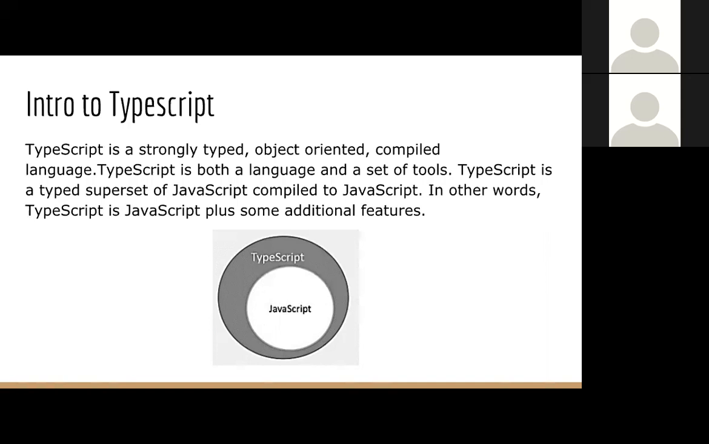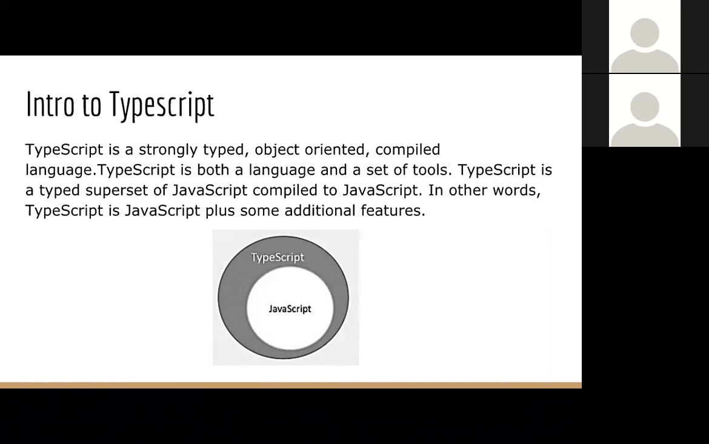Object oriented means it supports everything that traditional languages support, like classes, inheritance, abstraction, constructors, all those things. Compiled language: it is compiled, so basically TypeScript cannot be used as it is. It is compiled and then it is consumed in a project.